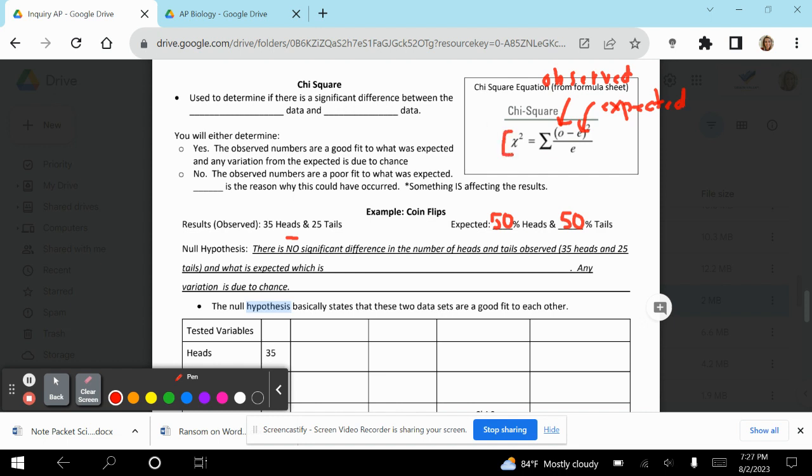This symbol right here just simply means chi-square, so that X means chi. And then this symbol that looks like an E here means sums. We're going to add some numbers up. So again, that chi-square value is to help us determine if the numbers that we observe, the observed data, are a good fit to the numbers that we're expecting, or the expected data.